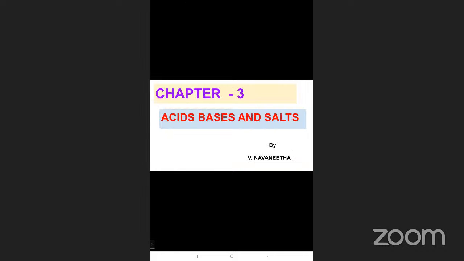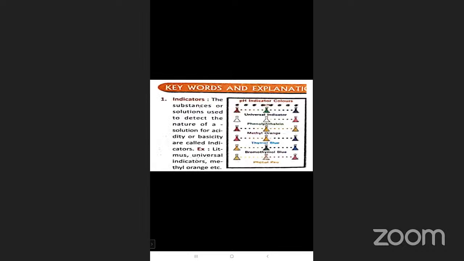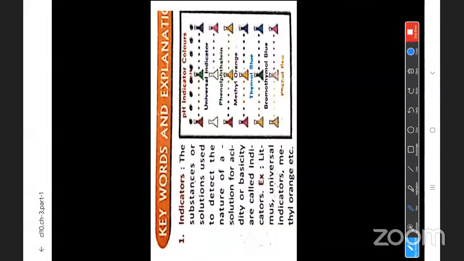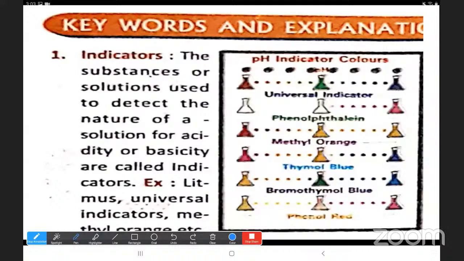Yes. So here is our next chapter, acids, bases, and salts. First of all, I want to explain all the keywords which are given in this chapter. The first one, indicators. Indicators are nothing but the substances or solutions used to indicate the nature of a solution, for acidity or basicity.